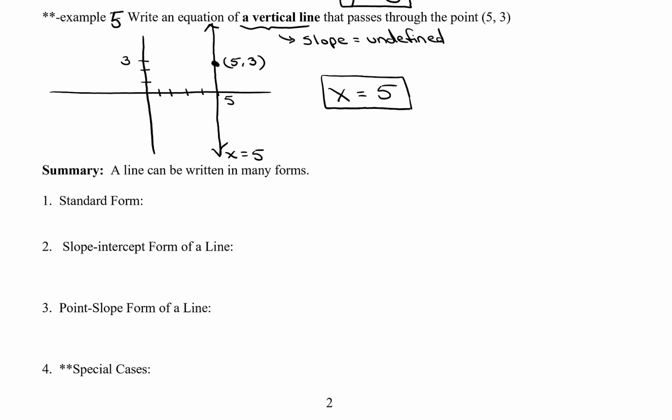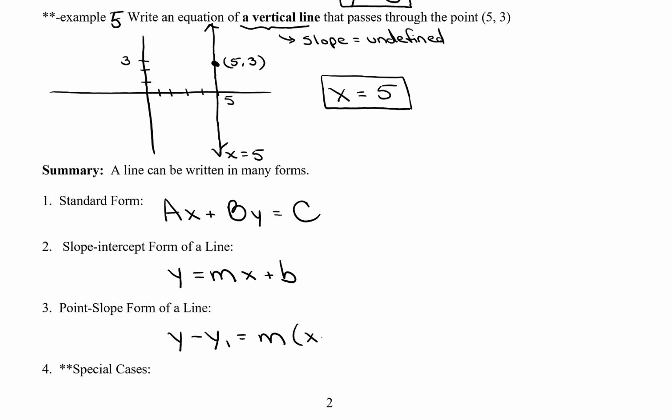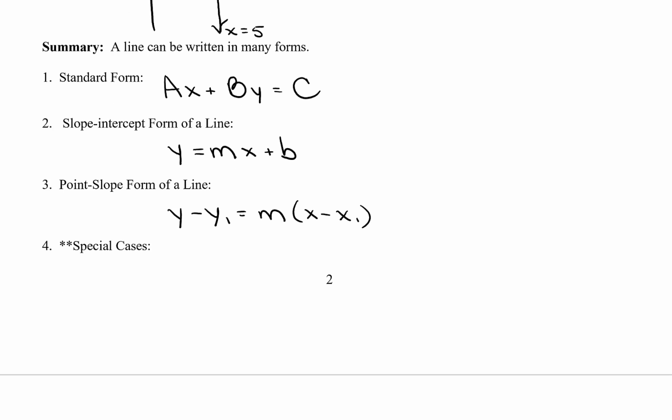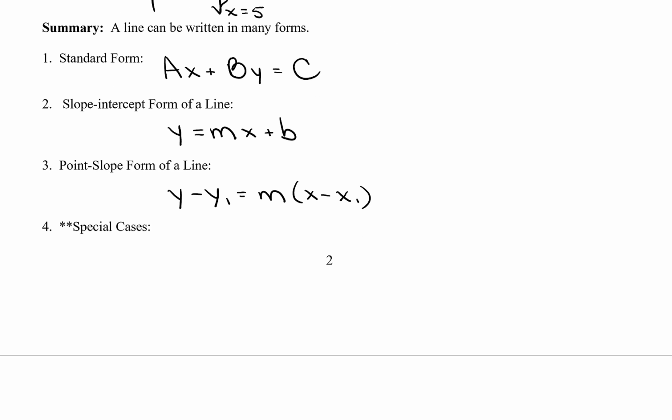Summary. A line can be written in many forms. 1. Standard form, which is going to be ax plus by equals c. 2. Slope-intercept form of a line. This is y equals mx plus b. 3. Point-slope form of a line. That's going to be y minus y sub 1 equals m times the quantity x minus x sub 1. And number 4, our special cases. That's going to be like our horizontal or our vertical lines.